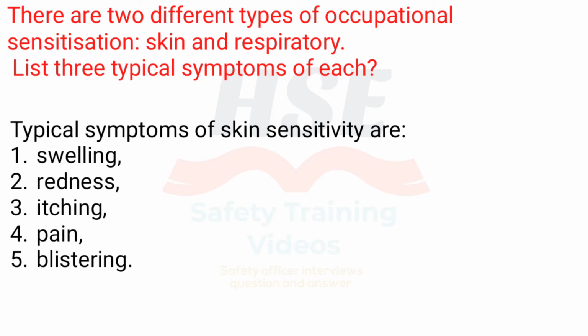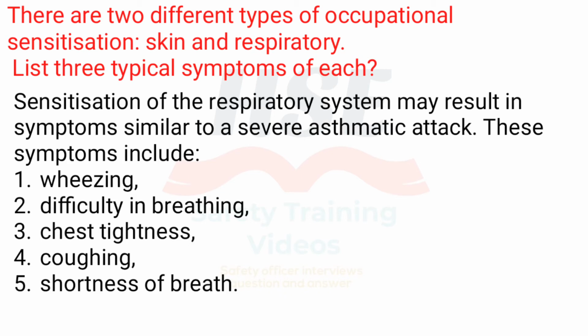There are 2 different types of occupational sensitization, skin and respiratory. List 3 typical symptoms of each. Typical symptoms of skin sensitivity are 1. Swelling. 2. Redness. 3. Itching. 4. Pain. 5. Blistering.